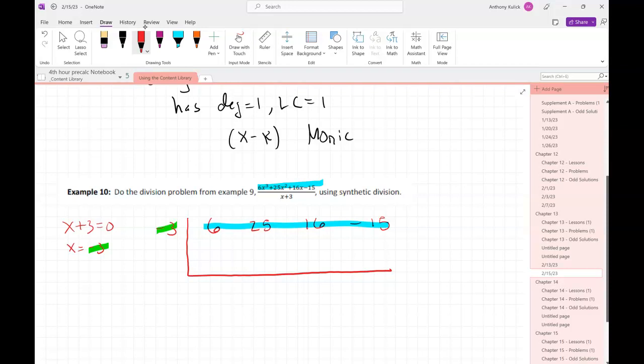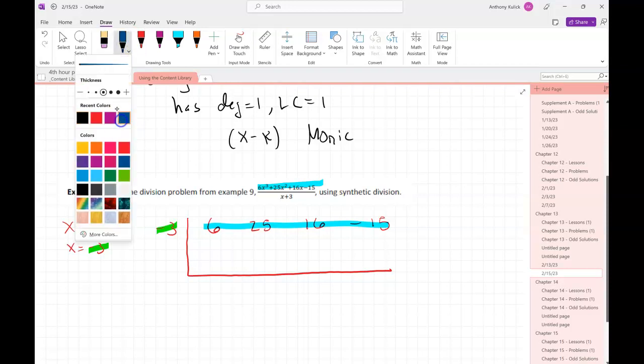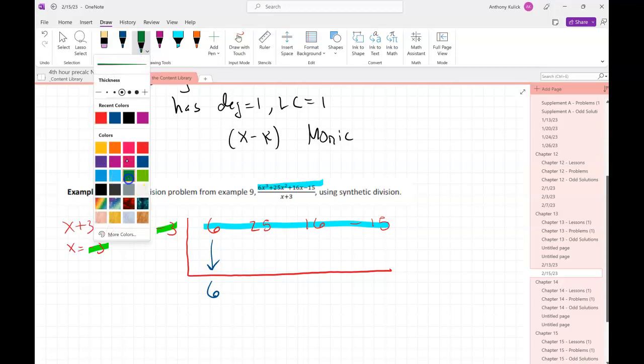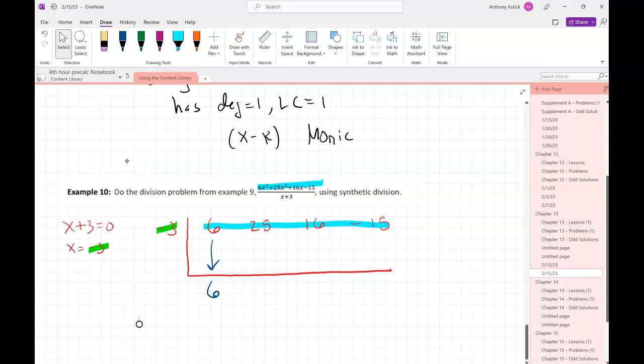Okay. Do you remember how this starts, what the first step is? Start just by bringing down the first number. And then we take the number on the outside, multiply it to the number on the bottom, write it in the next spot, and add down. And then we just repeat this process till we've filled out the rest of our spots.